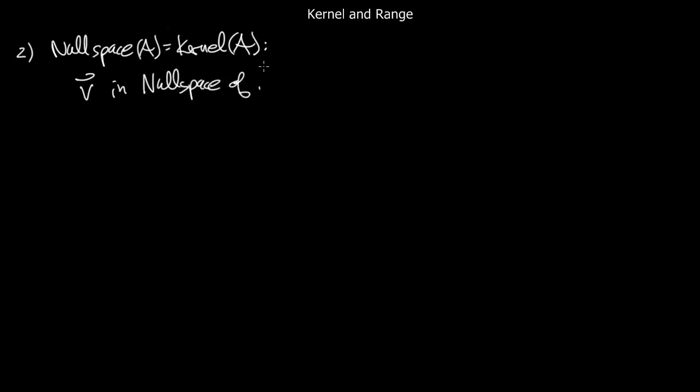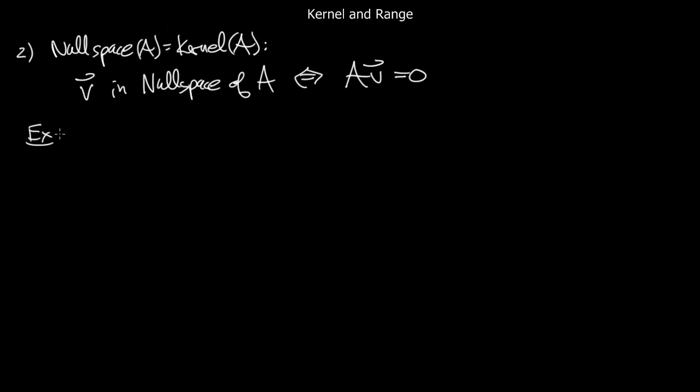Now let's look at the null space, or kernel, which is the same thing. So how do you compute the kernel of a matrix? Well, remember, V is in the kernel or null space of the matrix A if and only if AV is equal to 0.